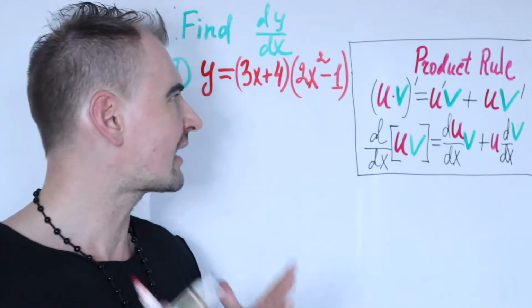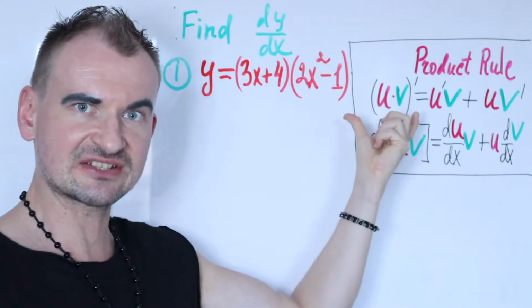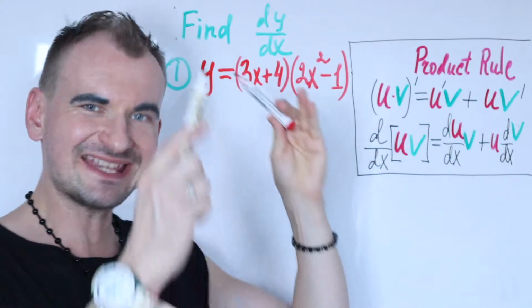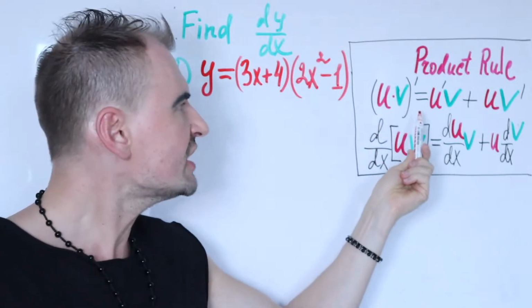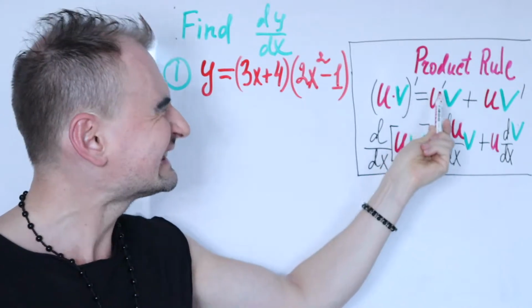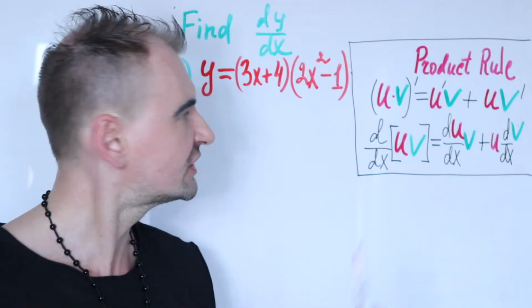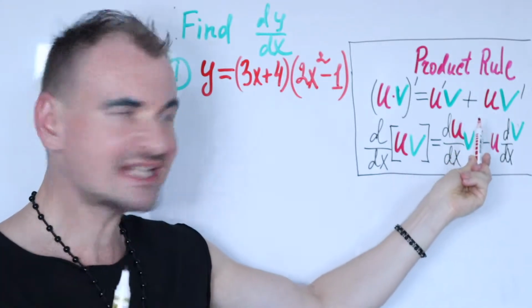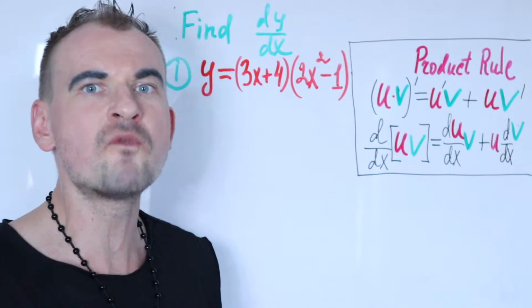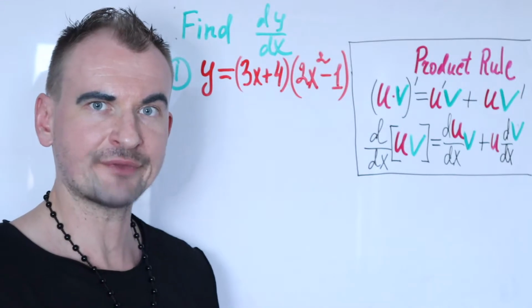Product rule basically claims that if you are given two factors, let's call them u and v, being multiplied together, the derivative of the product equals the derivative of the first function u prime times the second function as is, v, untouched, plus the first function u as is times the derivative of the second function v prime. This is the product rule, alright?